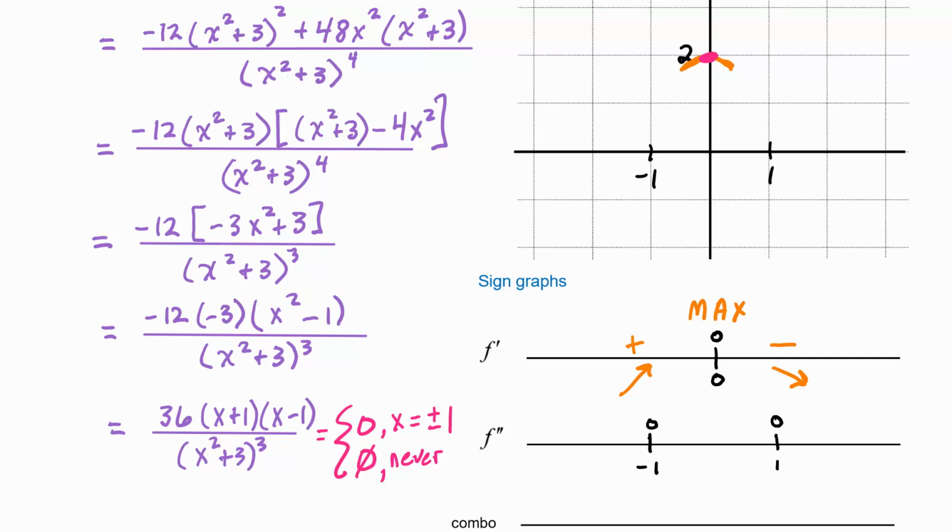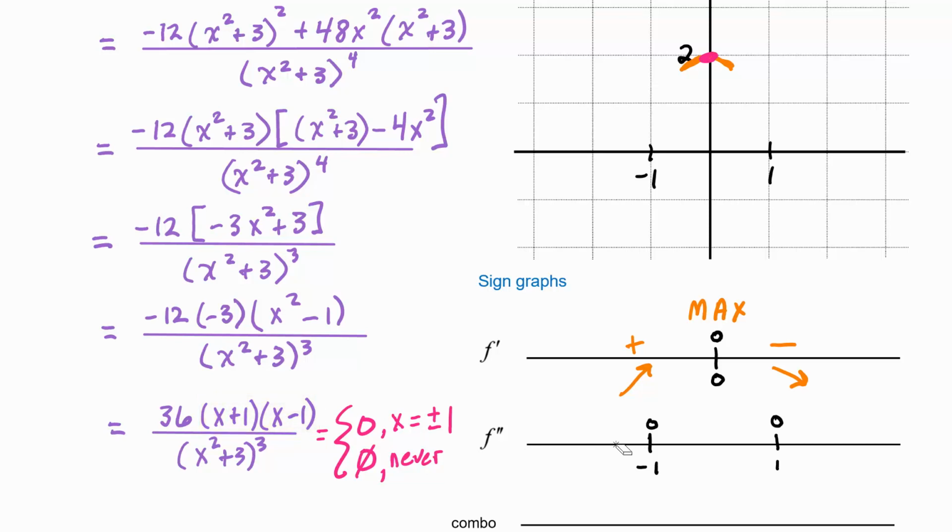And then we have to do test points. Now when we get ready to plug in, notice the 36 is always positive. We don't have to think about it. The denominator is always positive, so we don't have to think about that either. So when we're doing our test points, all we have to do is plug into the quantity x plus 1 times quantity x minus 1.